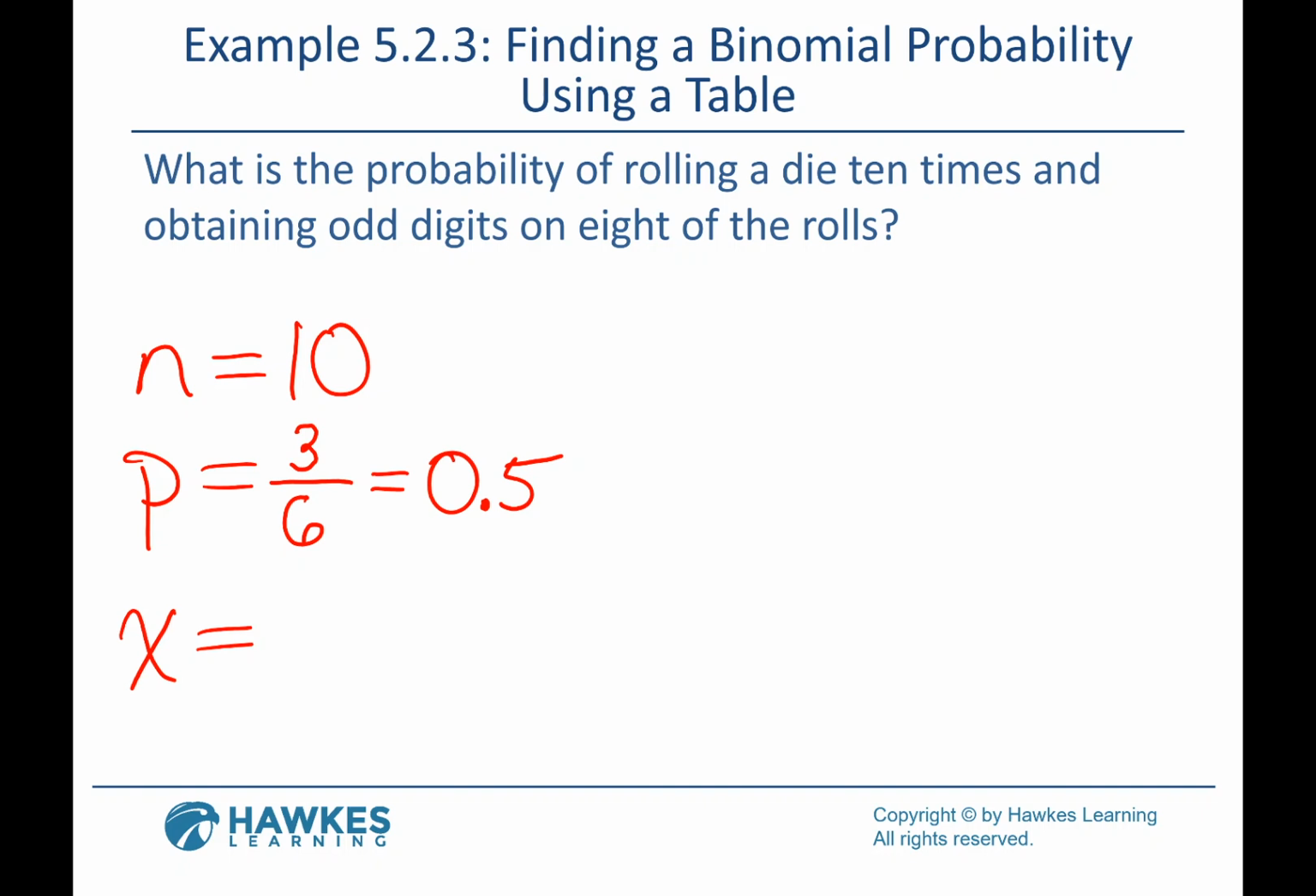And then how many successes are we looking for? Looking for 8, and we're calling an odd digit a success here. All right, so we're looking for 8 successes. So you can plug into the formula here. Could put it in a graphing calculator. I'm just going to go to the table again.